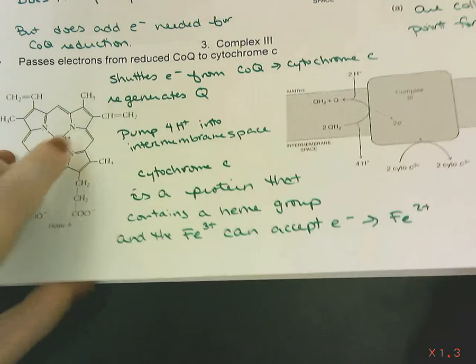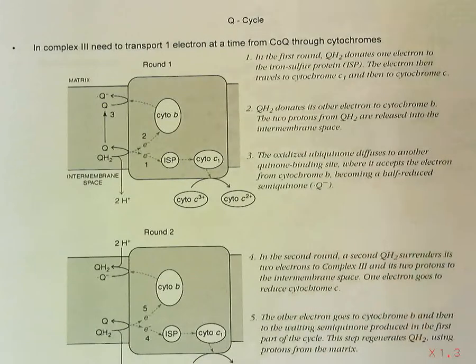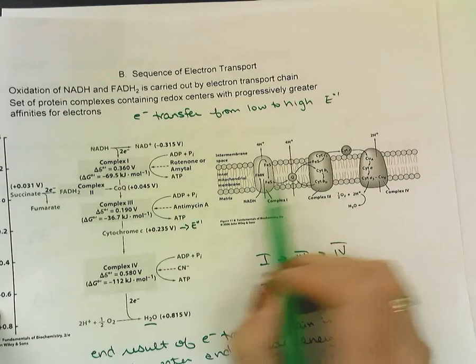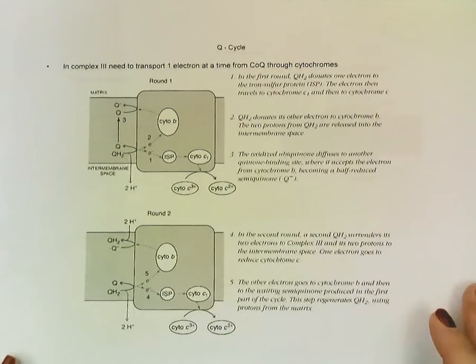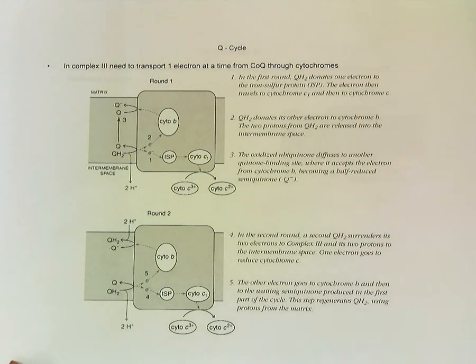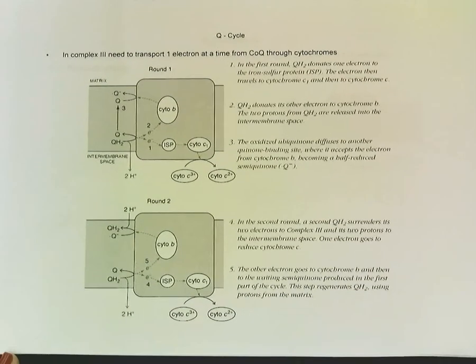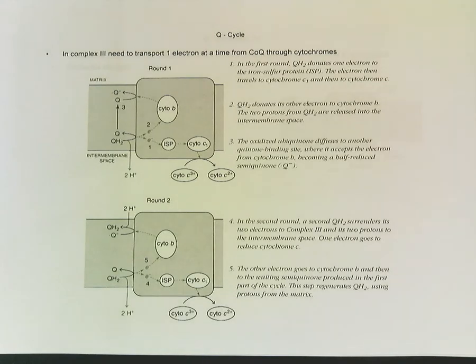Okay, so now complex 4, oh, sorry, let me talk about the Q cycle first, because we just finished the Q cycle. So the Q cycle is looking at this Q molecule right here between complex 1 and 3, or 2 and 3. Again, this is in your textbook, so don't feel like you have to copy it all down. So the Q cycle is regenerating that CoQ between the 2 complexes, either 1 and 3 or 2 and 3.